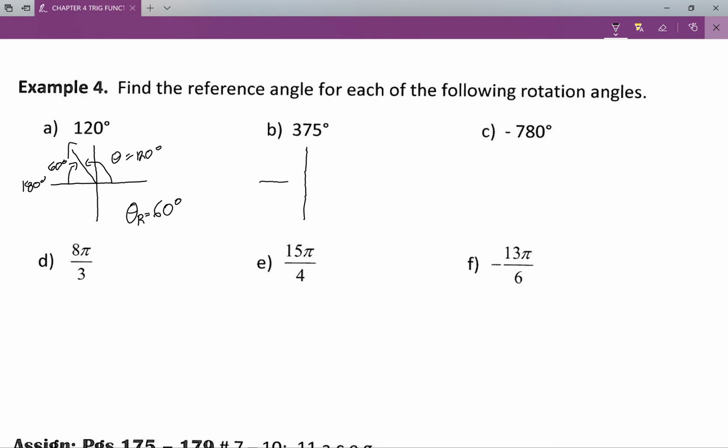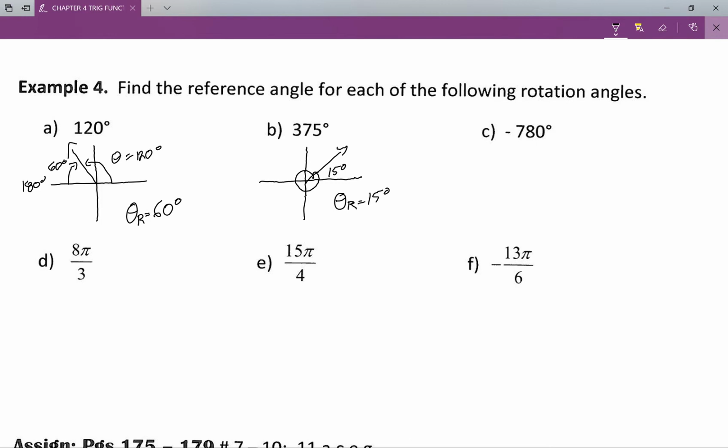375 degrees gives me one wraparound, and then it comes up right there to the 15 degrees. So we minus that 360 from it, we're left with the 15, and here my reference angle is equal to 15 degrees.